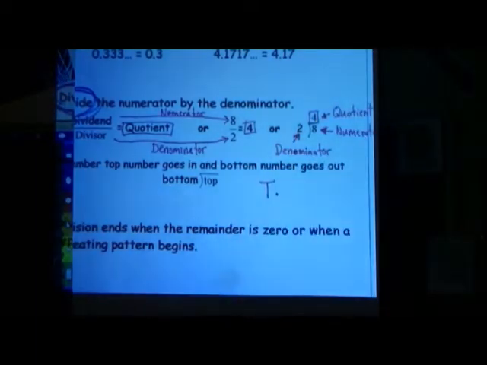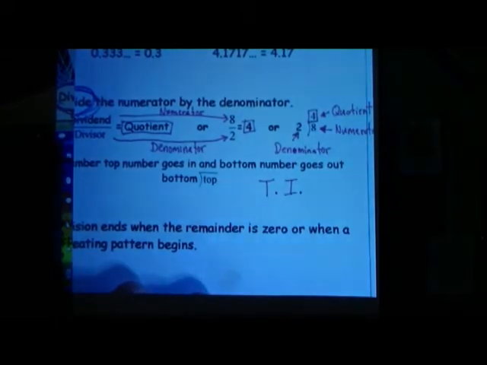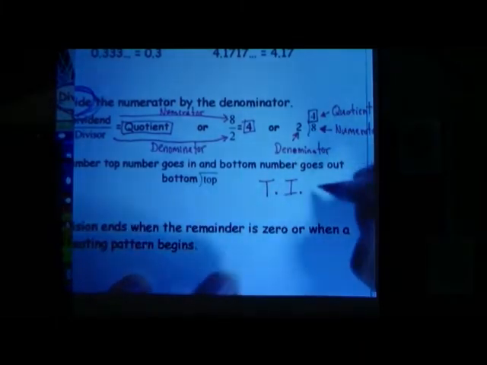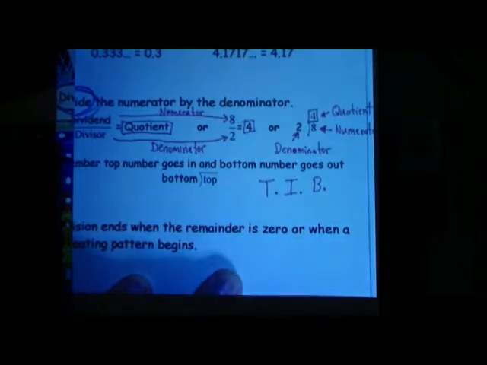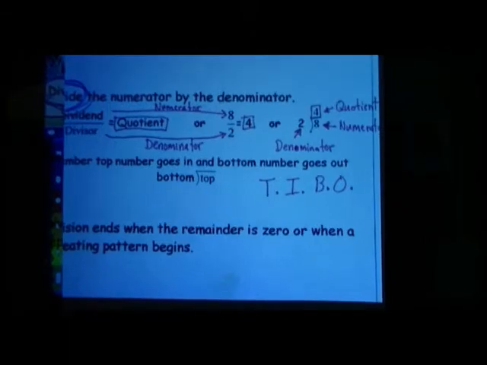Top number, T for top, goes in. That's the I for in, top in. Bottom number goes out. So if you remember Tybo or Tibo, however you want to pronounce it, that will tell you every time how you place the numbers of your fraction into a division bracket.